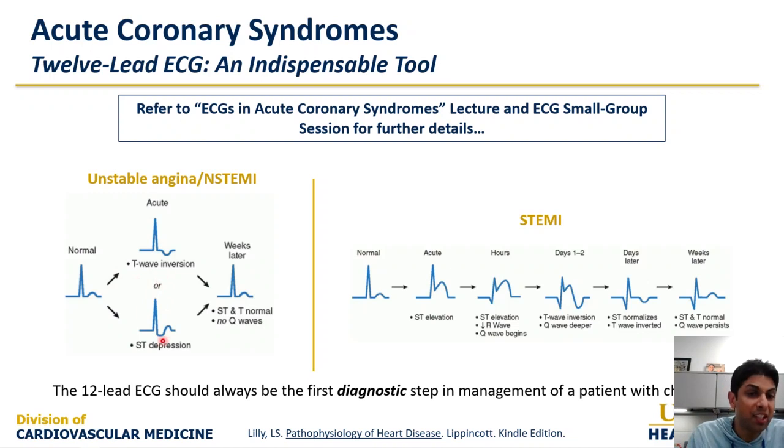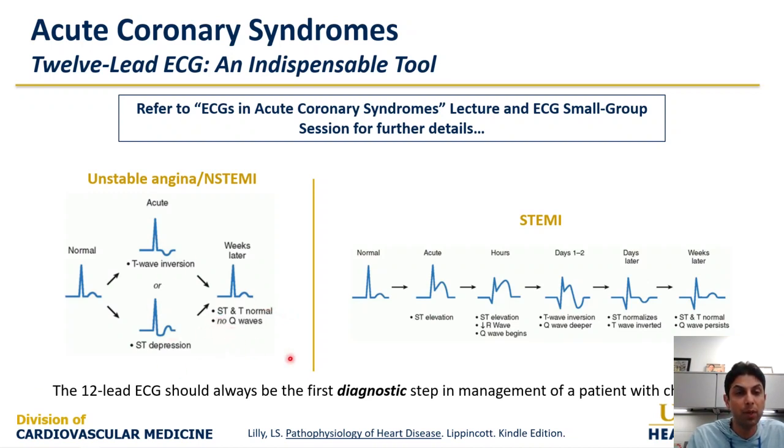Or alternatively, we may see some ST segment depressions also occurring when the patient is having episodes of chest pain. And that may also normalize over time. And again, this emphasizes the idea that typically we do not see Q waves associated with an NSTEMI. We certainly would not expect Q waves with unstable angina.